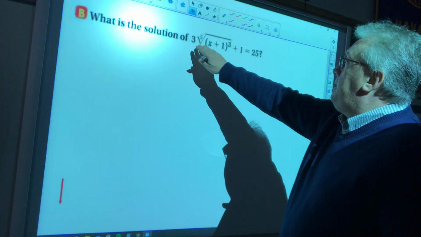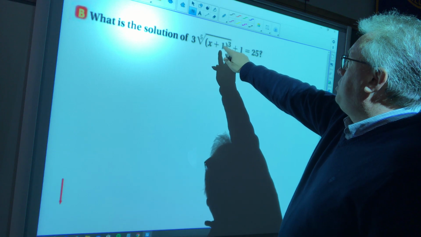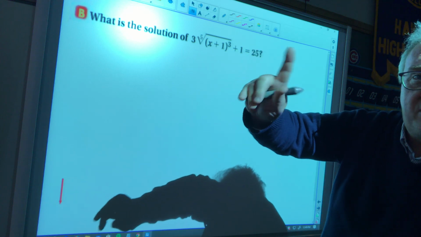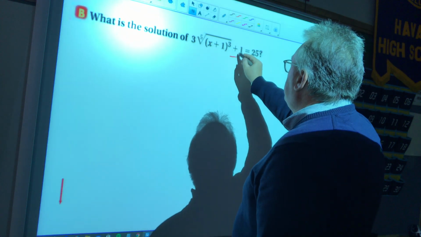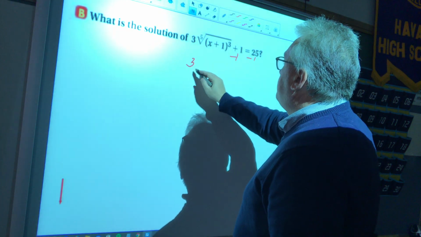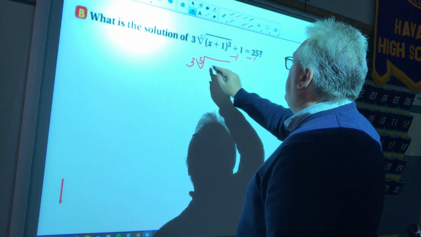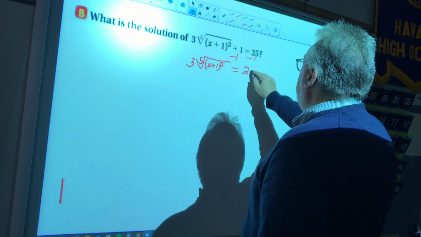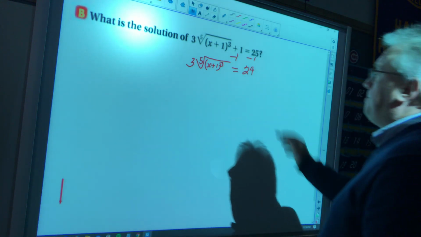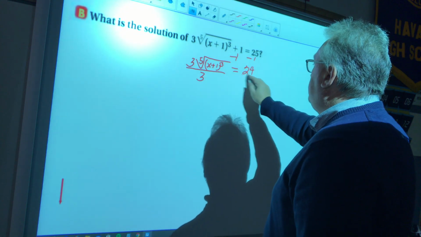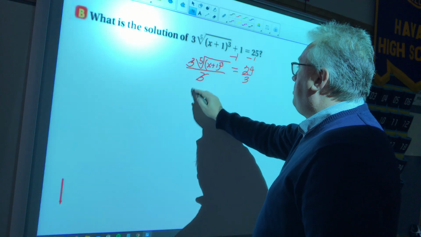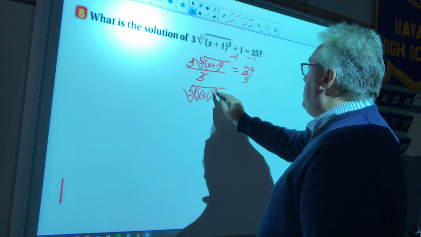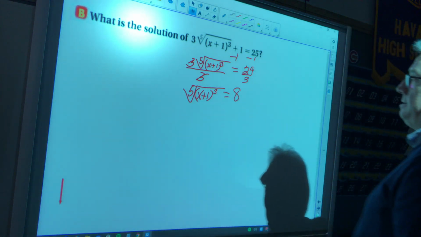All right, here I've got 3 times the 5th root of the quantity x plus 1 cubed, plus 1, equals 25. Step 1, isolate the radical. So I need to subtract 1. So I've got 3 times the 5th root of x plus 1 quantity cubed equals 24. Divide by 3, cancel, cancel. Fifth root of x plus 1 quantity cubed equals 8.